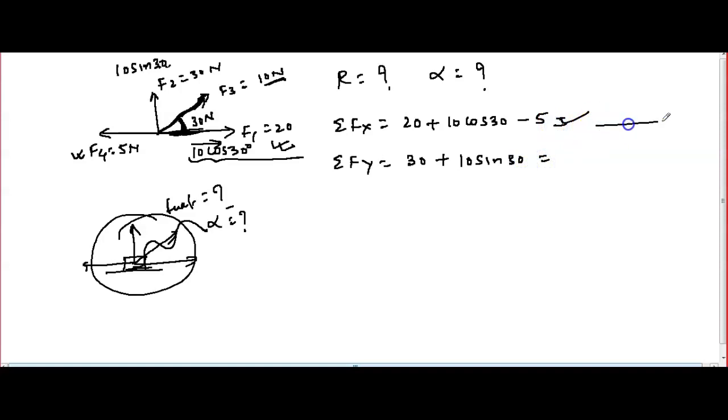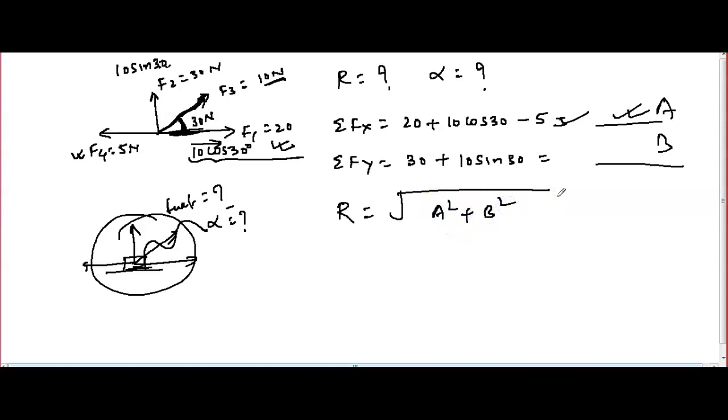You have a calculator, no? You tell me the values for these two. You find in the calculator and tell me. Okay, you can find in the calculator, and you can say this is A, this is B. So the resultant you can write here as square root of A square plus B square, right? And alpha is the angle of the resultant, which you can write as tan inverse of B by A. Any doubt till here? Any doubt in this?